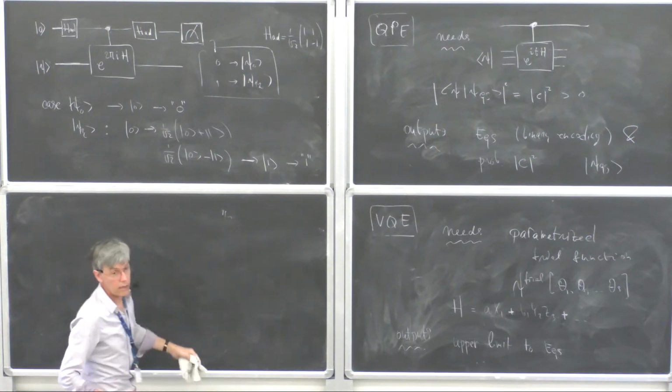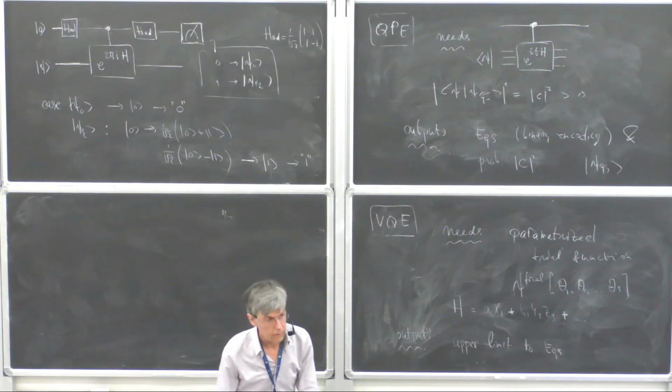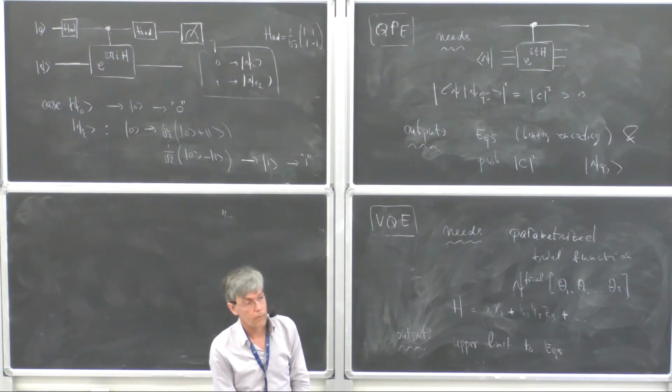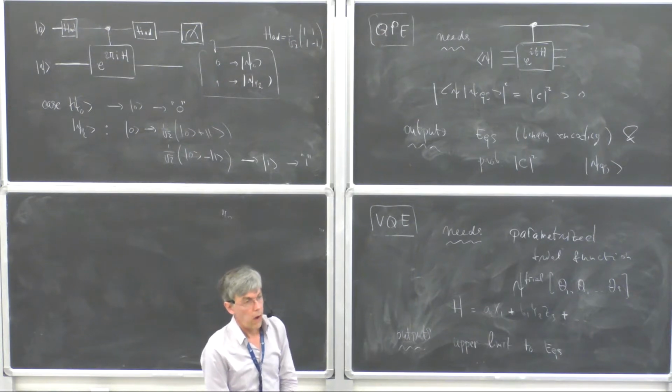Yes? Sorry? What if you do not know the spectrum of H? I mean, in this case, we know, that's why we choose 2 pi as time, right?